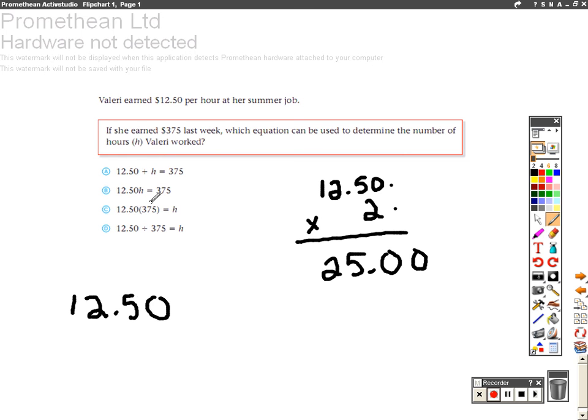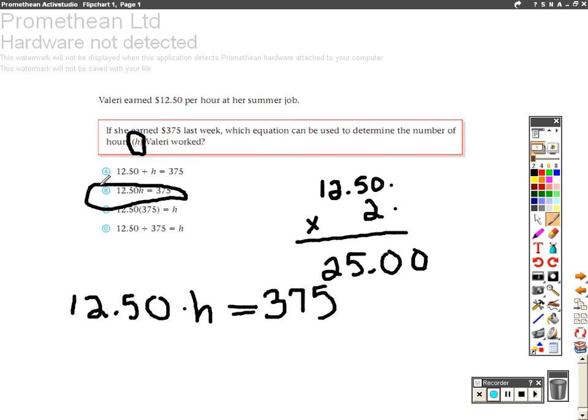Well, up here, they used h for the number of hours, which means they want me to use a variable. They don't know how many hours. So I'm going to do $12.50 times h. And I know after I do my math that it gives me my total salary. So $12.50 times h equals what I earned. I earned $375. Therefore, the correct answer is B.